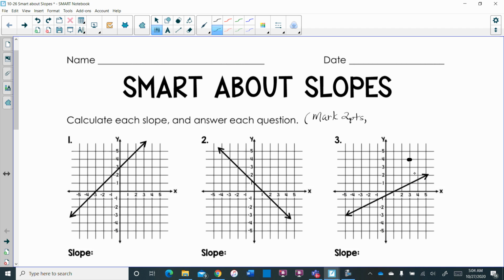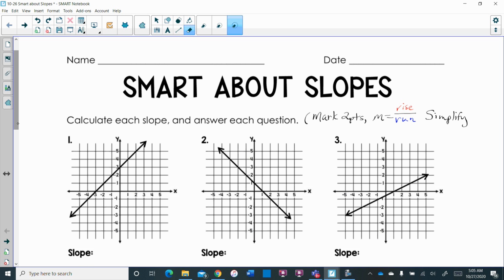So like I can read this point as 3 comma 4. But the point needs to be on the line. And our line that we're referring to is this bold line that they gave you that's already on the graph. So we want to first mark the points. We want to find the slope using our rise over run. And then always simplify after you do that.